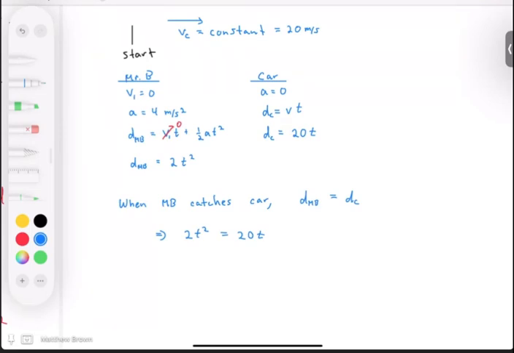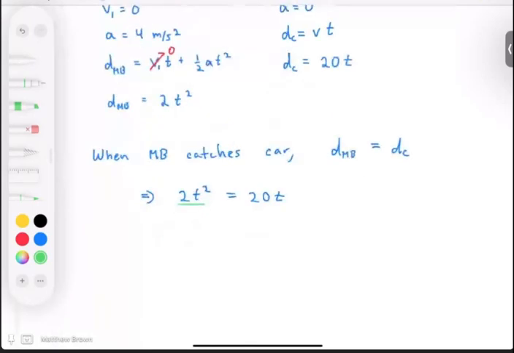I can divide both sides of this equation by 2t, because I can do anything I want. That's just math, right? Anything you want to one side of an equation, as long as you do the same to both sides. So let's divide by 2t and divide by 2t. One of the t's cancels out, so that just leaves me with a t on this side. And 20 divided by 2 is 10. And the other t's cancel. So that tells me this happens at 10 seconds.